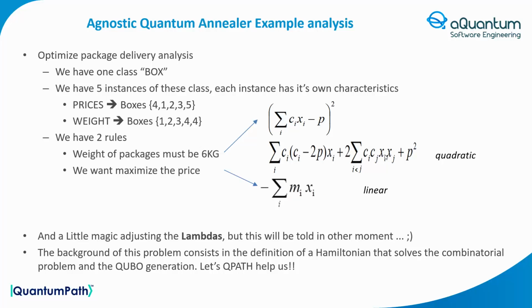In order to do that, we will see how the quantum annealer editor can help us to do that. We have to keep in our mind that we need to do a little magic adjusting the lambdas, but of course this is out of this webinar and will be taught in another moment. At the end, the background of this problem consists in the definition of the Hamiltonian that solves the combinatorial problem and the QPath generation. So let QPath help us.